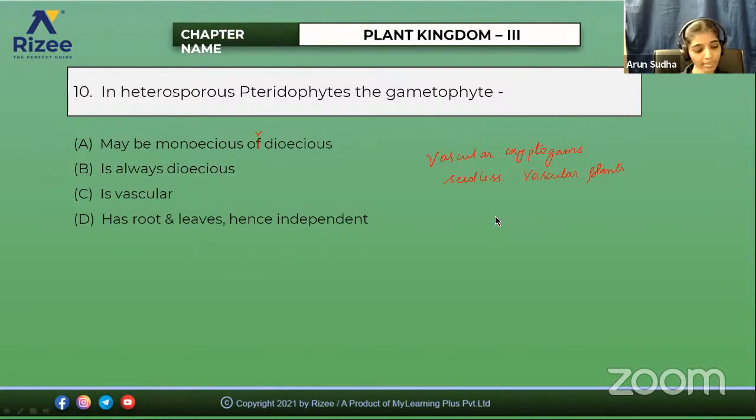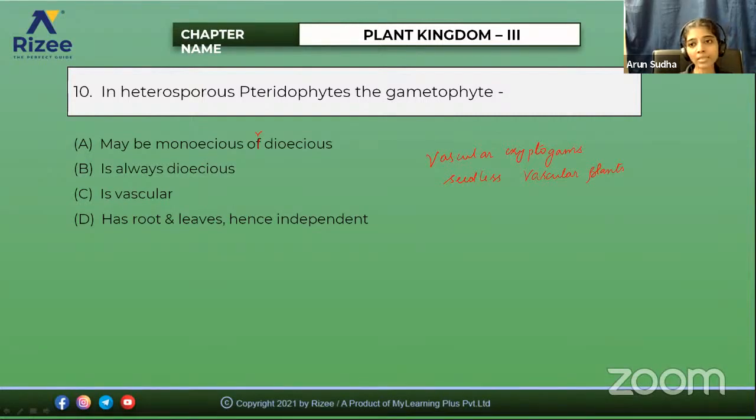Shall I say it again? In the case of pteridophytes, when does the reduction division occur? First option, prothallus is formed. Second, spores are formed. Third, sex organs are formed. And fourth, gametes are formed. So the correct option will be, actually, it is B.